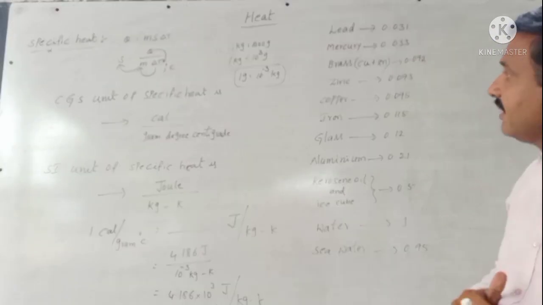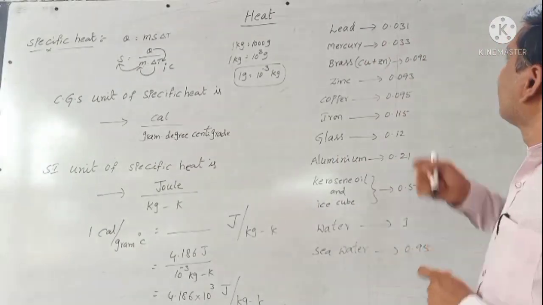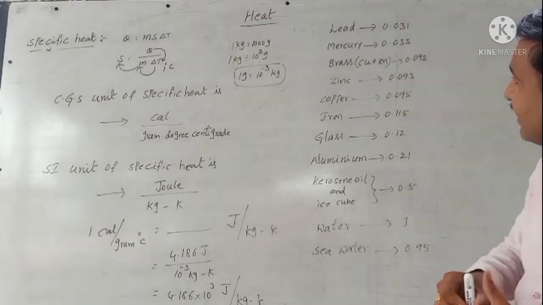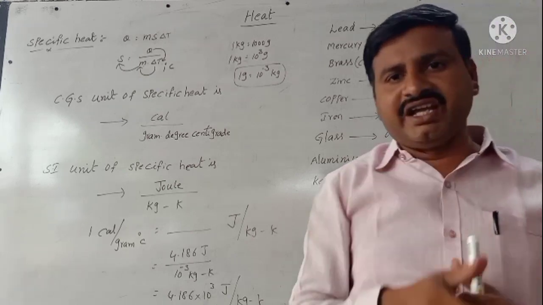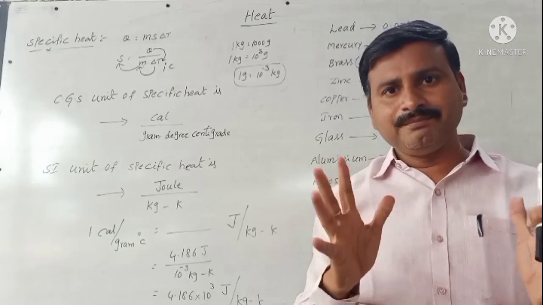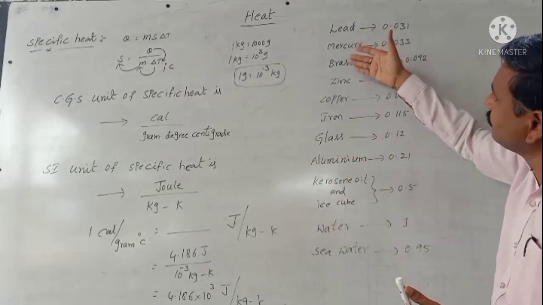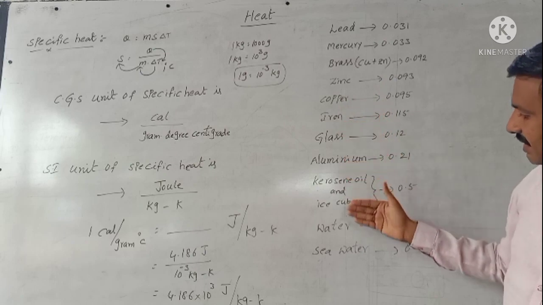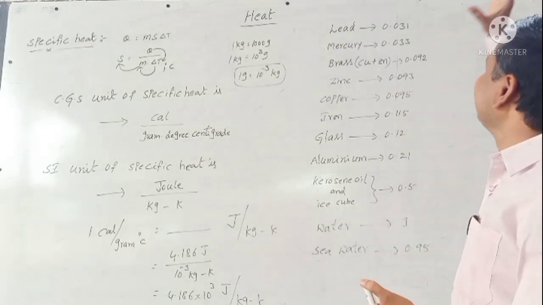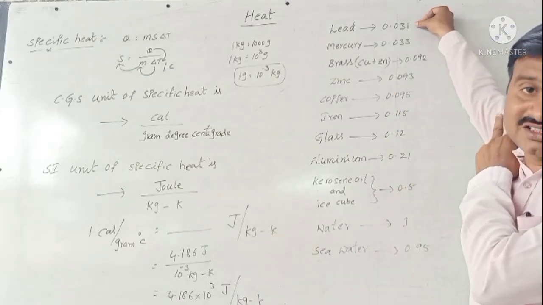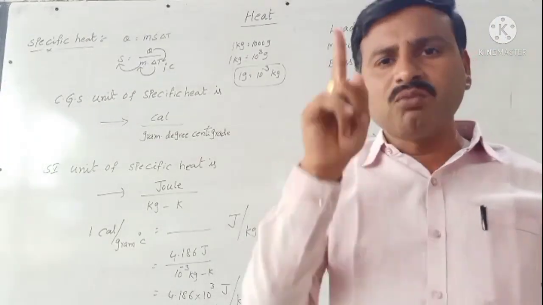So, finally, what do you conclude? The substances which have less specific heat absorb more heat. It is very important. Here 12 substances are given, but which has the least specific heat? Lead has the least specific heat. The substances with less specific heat absorb more heat.